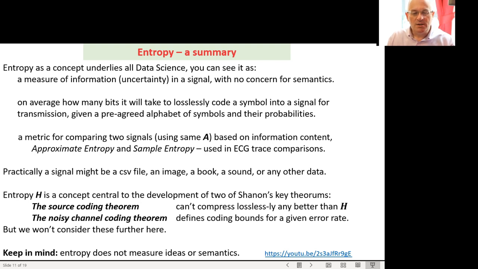But practically, a signal in this sense is any piece of information that you need to code and send and decode. And there are a number of key theorems around this: the source coding theorem, which says what we've been talking about, you can't losslessly code better than H, and the noisy channel coding theorem, which defines how much redundancy signals need for a given error rate. But we're not really going to talk about that in more detail just yet. There's a great video here, and I firmly recommend John Stone's book.